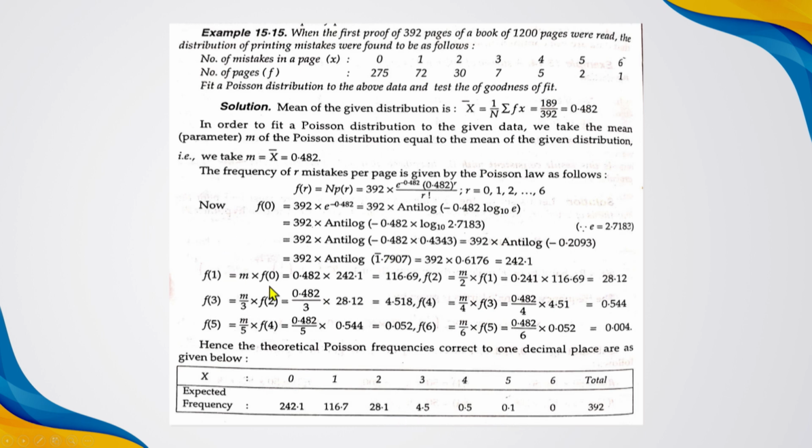So here you obtain your expected frequency through the Poisson distribution, which has a probability mass function, that is e power minus lambda, lambda to the power of x by x factorial. Here the term r is used, so r factorial. It means the probability mass function is defined like this, and by substituting, you obtain your respective expected frequencies, which are listed here in your table.